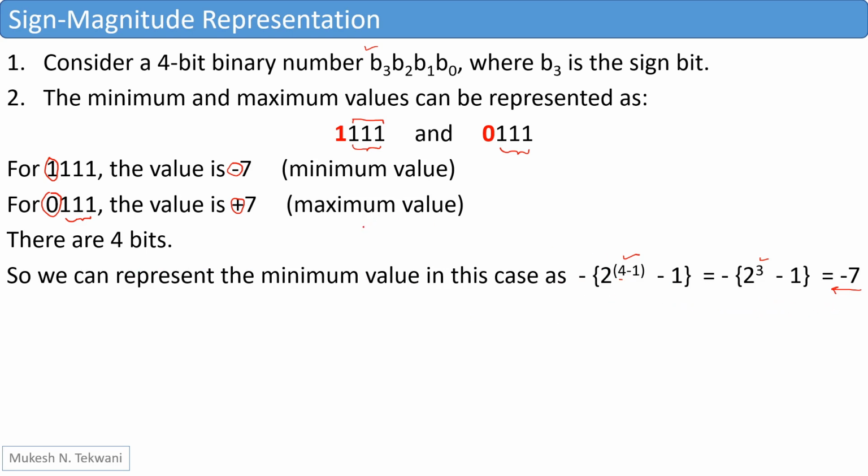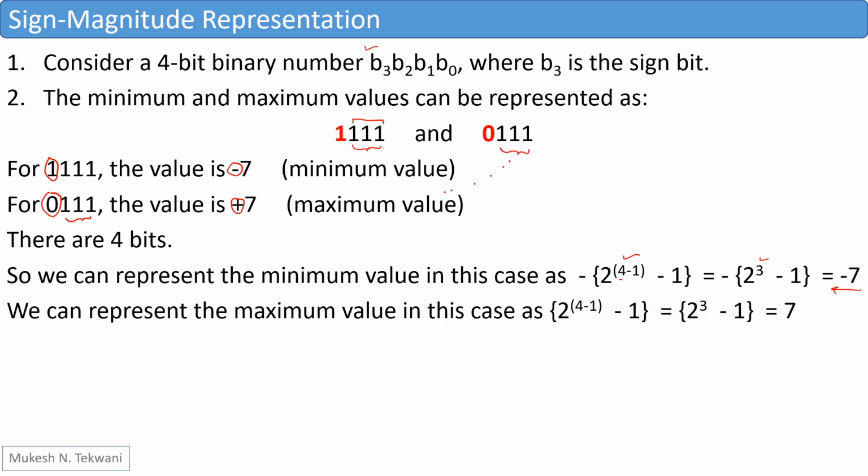And similarly, let us look at the maximum value. The maximum value is +7. This +7 can be written as 2 raised to 3 minus 1. To understand this, we are going from right to left because that becomes easier. This can be further written as 2 raised to 4 minus 1, and this -1 is taken care of here. And again this 4 represents the total number of bits present in our number.